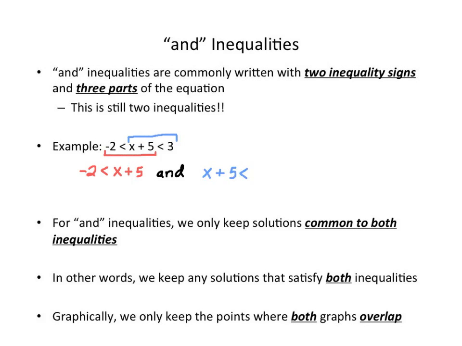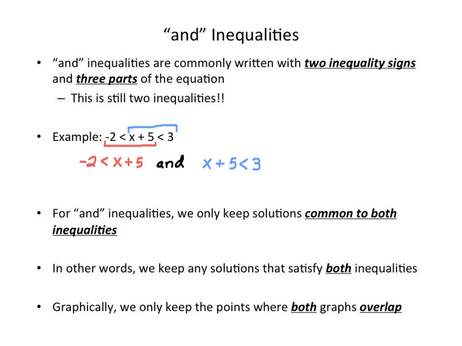So this is a common notation. Whenever I see two different inequalities meshed together like this, it's implied that the word AND is in between, and there are still two inequalities. So what we want to focus on now is what this word AND means. For AND inequalities, this is going to be different. Instead of keeping everything like we did with the OR, for an AND inequality, we are only going to keep solutions common to both of the inequalities. In other words, we only keep solutions that show up for both. This is easiest to see when we graph, because the key thing is that we're only going to keep points where both graphs overlap. We'll see this in a problem in just a second.